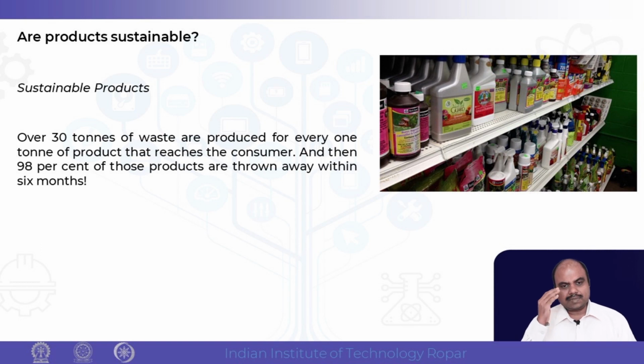It has been found that about 30 tons of waste is produced for every 1 ton of product that reaches the customer, and 98% of the products are thrown away within 6 months. Just think, is it true or not? You see so much waste is being created. Harpic we use. Do you know what happens with Harpic? You flush it, throw the bottle. So much waste we are creating for each and every product we use.